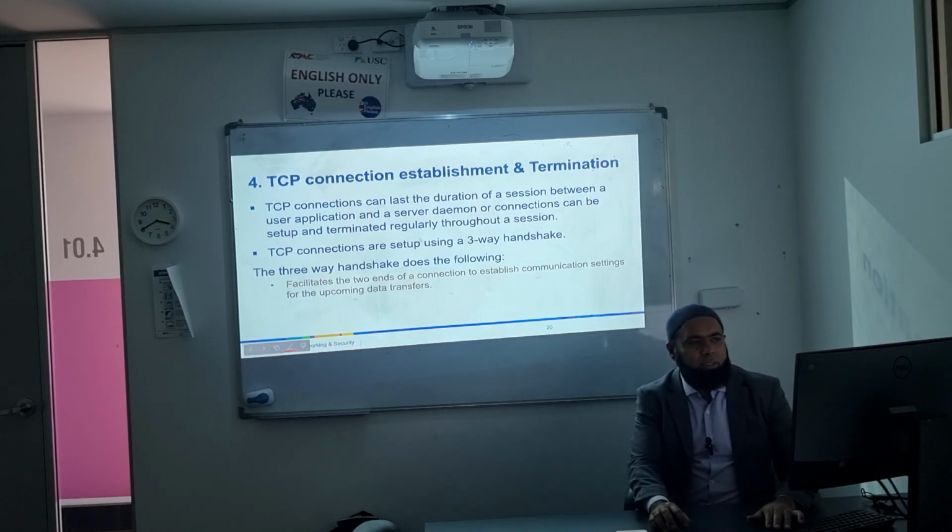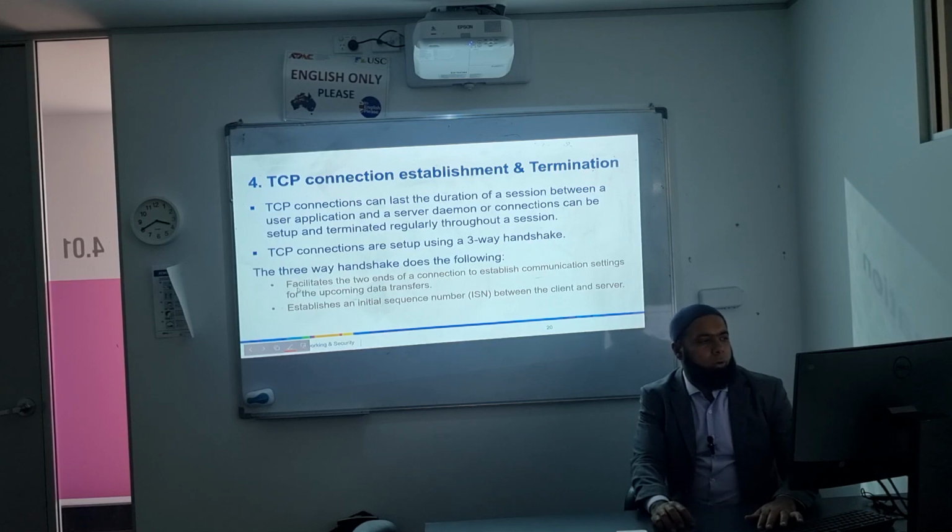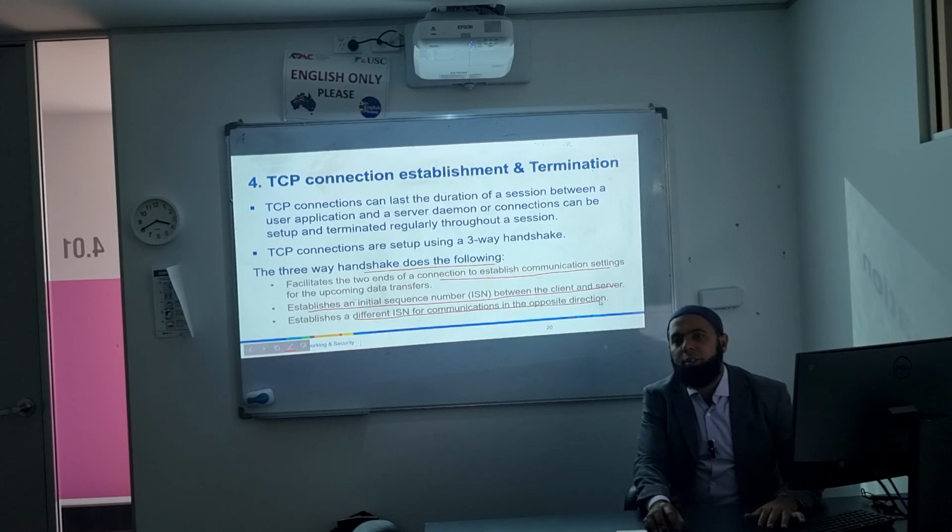Whatsoever the connection is established, we need to finish it as well. The three-way handshake does the following: it checks that the connection is established, establishes an ISN between the client and server, and establishes a different ISN for communication in the opposite direction. This is something I will tell you in the example.